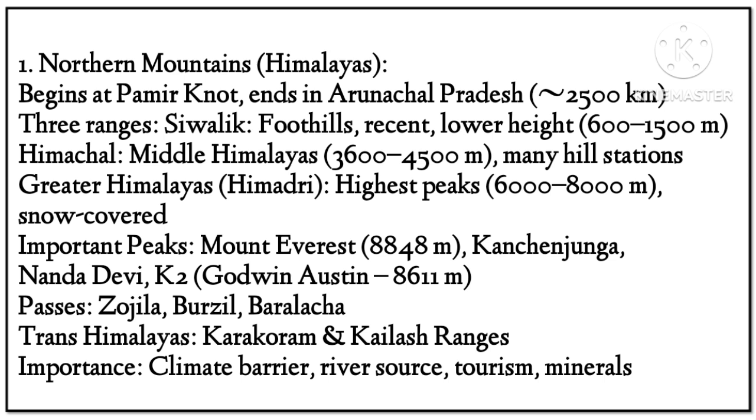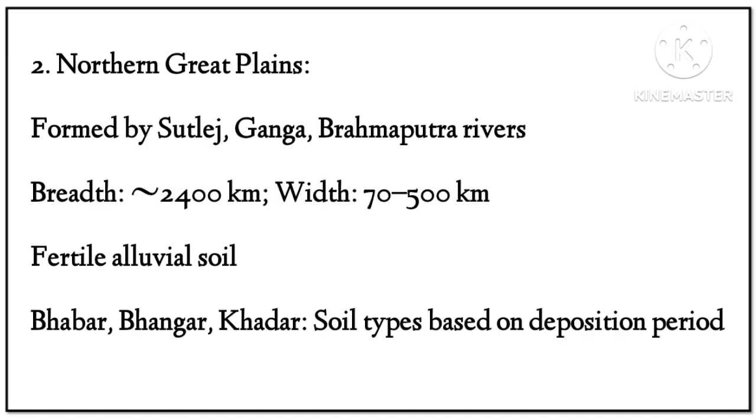Important peaks: Mount Everest 8848 meters, Kanchenjunga, Nanda Devi, K2 Godwin Austen 8,611 meters. Passes: Zojila, Burzil, Baralacha. Trans Himalayas: Karakoram and Kailash ranges. Importance: climate barrier, river resource, tourism and minerals.